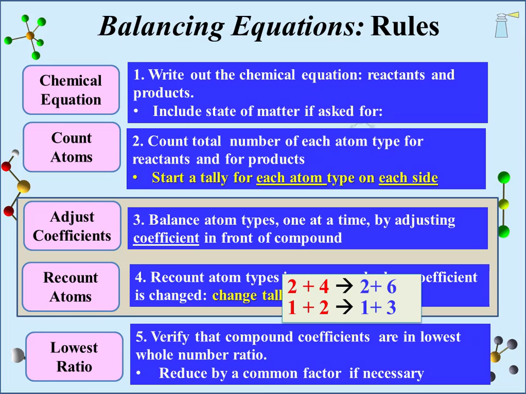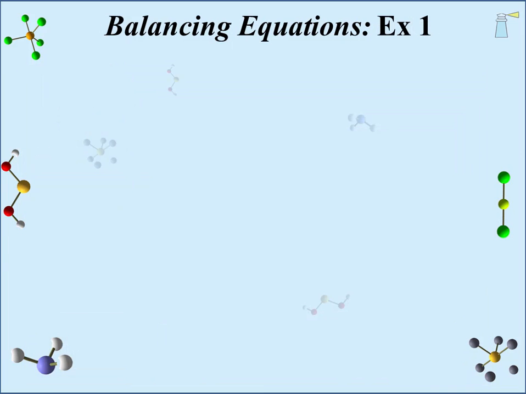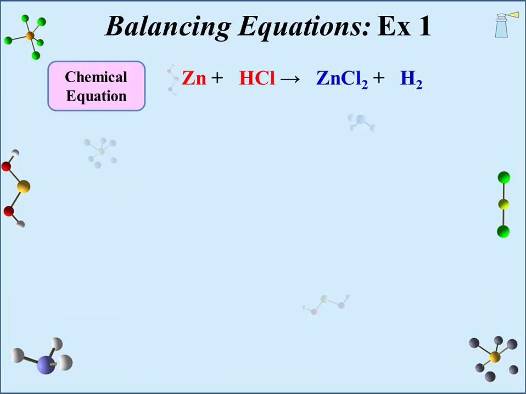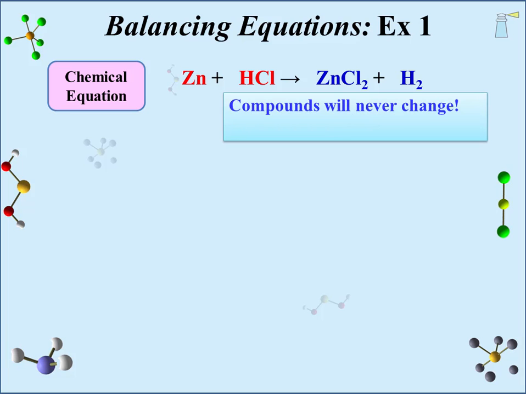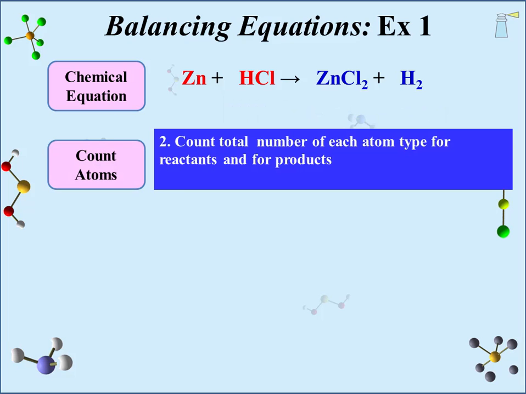The process begins by writing out the chemical equation, and that equation is elemental zinc reacts with hydrochloric acid to form zinc 2 chloride plus elemental hydrogen. These are the compounds in the equation. They will never be changed because we will never change the subscripts. Using the equation, count the total number of each atom type in the reactants and in the products. That is, start a tally for each atom type on each side of the reaction.